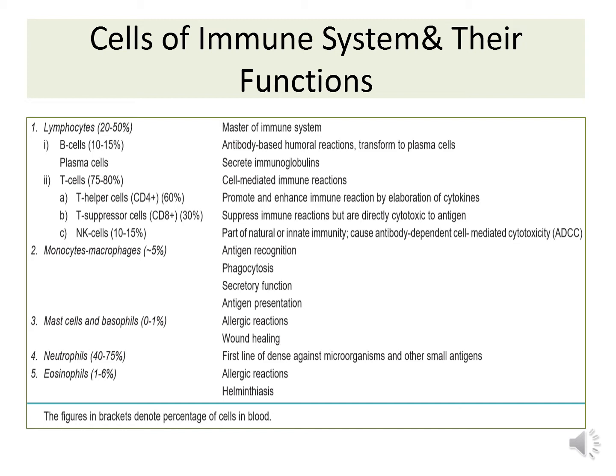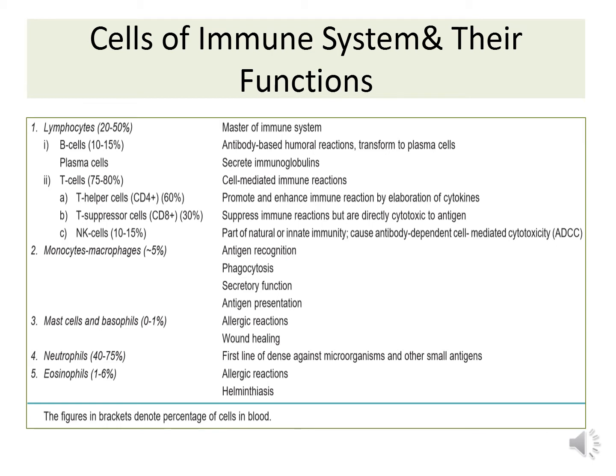The other cells, monocytes and macrophages, are very important, about 5% of cells in blood. They are involved in antigen recognition, phagocytosis, secretory function, antigen presentation. Then we go to mast cells and basophils, up to 1% of cells in blood. They are involved in allergic reactions and wound healing.